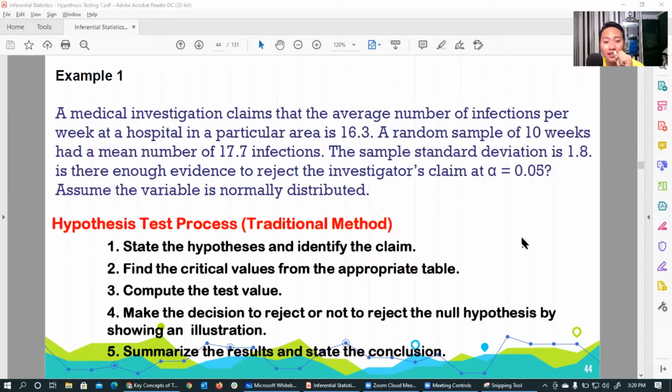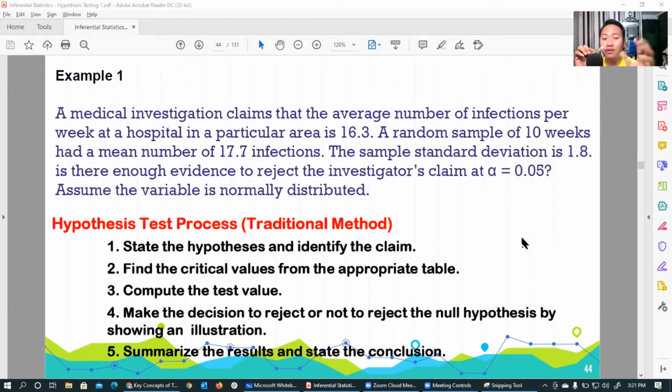A medical investigation claims that the average number of infections per week at a hospital in a particular area is 16.3. And then, a random sample of 10 weeks had a mean number of 17.7 infections. The sample standard deviation is 1.8. The question is, is there enough evidence to reject the investigator's claim at alpha 0.05? Assume the variable is normally distributed.